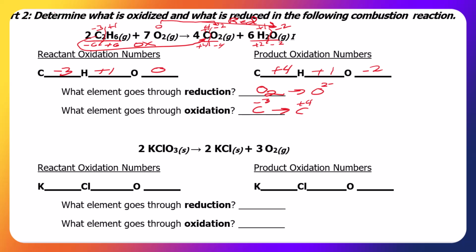You don't necessarily have to write that down. You just need to know that what got reduced and what got oxidized are the elements that are on the reactant side, not the elements on the product side. You're using the elements on the product side to tell what happened to the elements on the reactant side. Okay, I'm going to let you do this one, the second one.